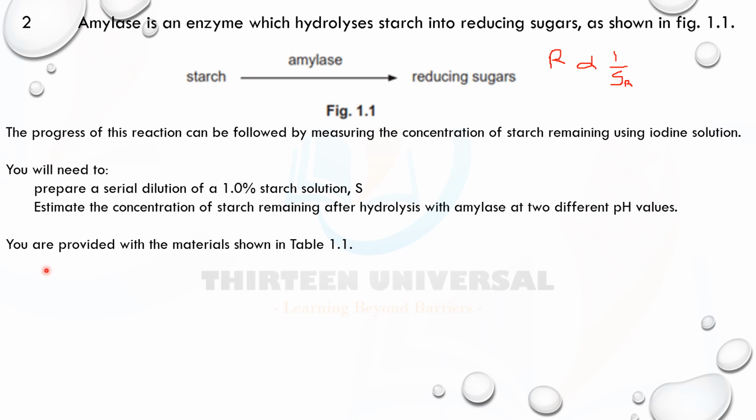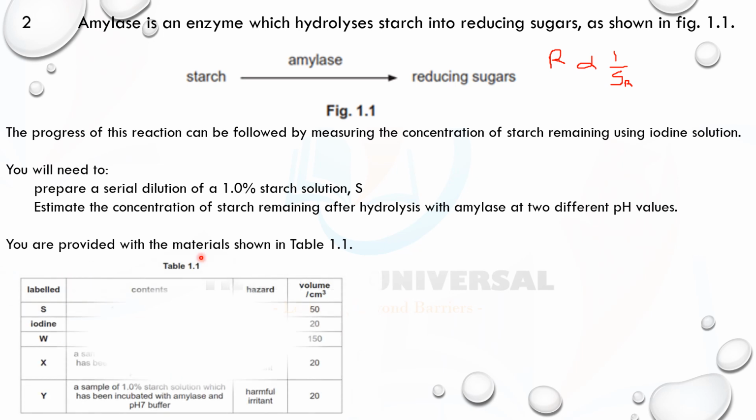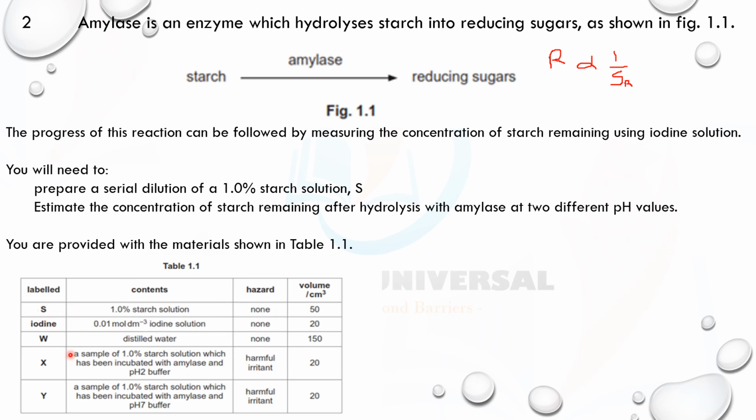So let's look at this. You are provided with the materials shown. These are the materials. Like I told you, before you start your work, check whether these are provided for you on the bench. So S is 1% starch. This is iodine, this is water. No hazard. Okay, this is the volume.